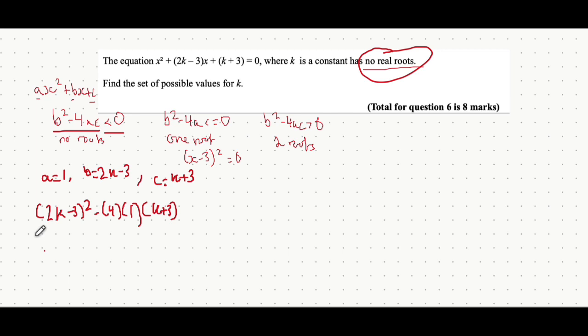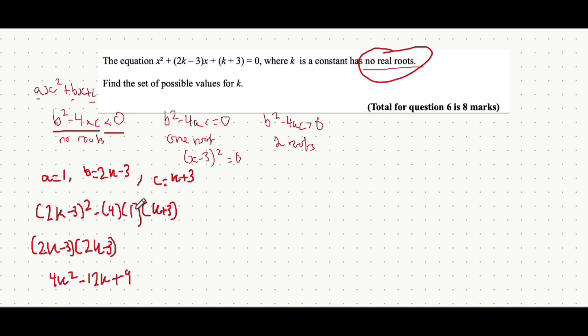Now, when you square a bracket, that's just the same as multiplying the bracket by itself. So I'm going to write this out as 2k minus 3 multiplied by 2k minus 3. 2k times 2k is 4k squared. 2k times minus 3 is minus 6k. Minus 3 times 2k is minus 6k again. These are like terms, so let's combine those to make minus 12k. And then we have minus 3 times minus 3 is positive 9.